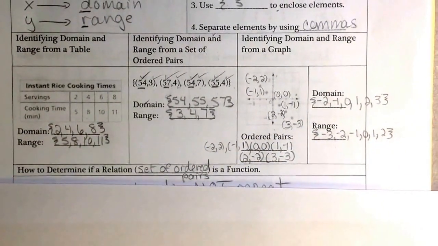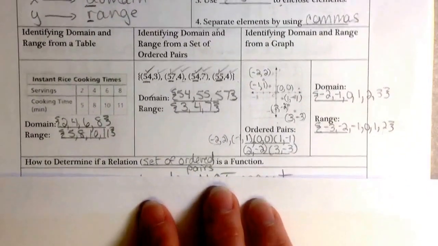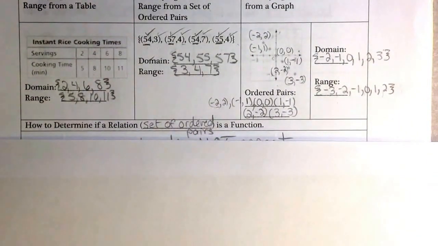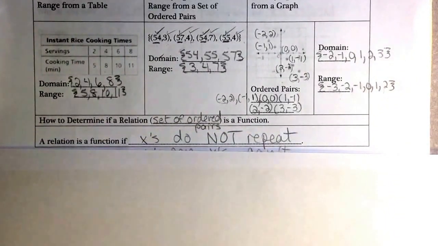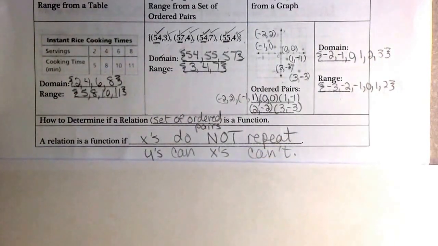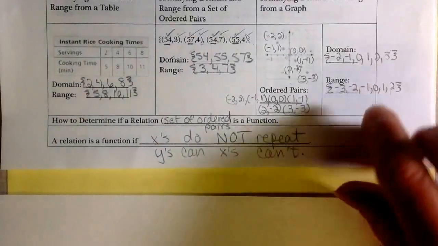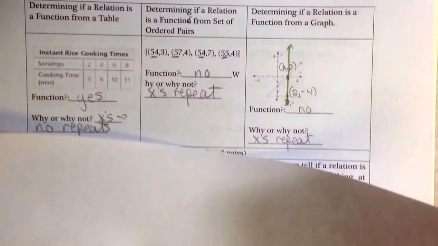Okay, so how do we determine if a relation or a set of ordered pairs is a function? A relation, which means a set of ordered pairs, is a function if the x's do not repeat. Now, the y's can repeat, but the x's can't. So you want to make sure you are looking at the x's when you're deciding if you have a function.